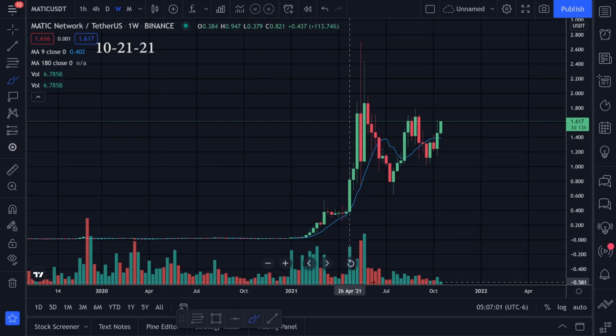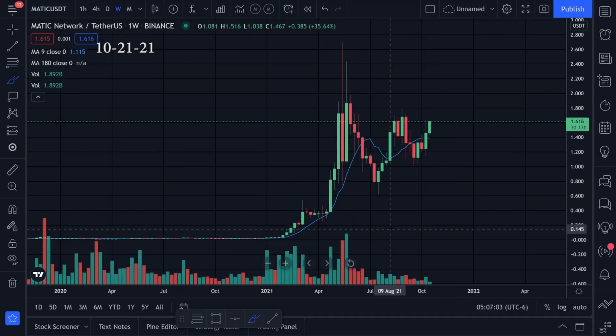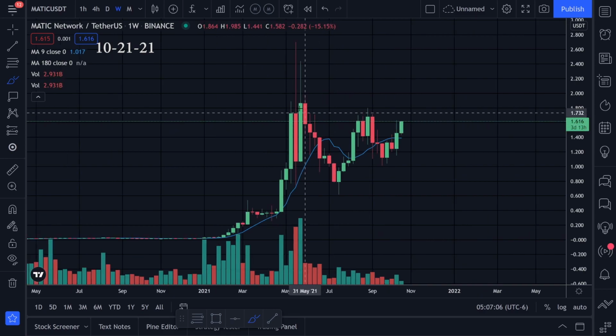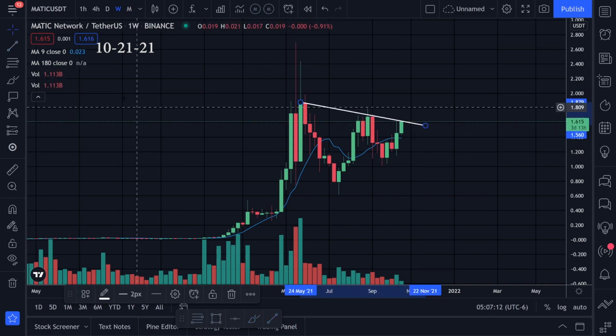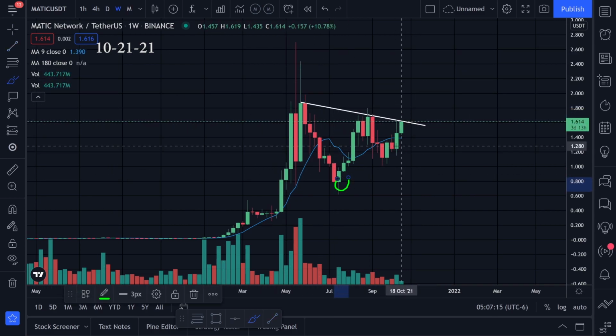Let's take a look at the chart action for MATIC or Polygon. What I'm looking at right now is that we're on the weekly time frame. We have resistance right here, resistance right here. I'm watching this downtrend going something like this. We also have support right here and support right here.